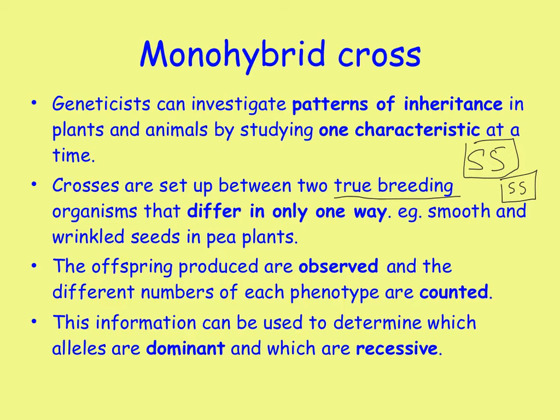The offspring that are produced as a result of crossing these are observed, and the different numbers of each phenotype are counted. Now, what I mean by crossing them, or a cross, is when fertilisation is taking place. So you've either got some sort of form of sexual reproduction taking place between plants or between animals. And then the offspring are looked at, and the phenotype is counted, and that information can be used to work out whether an allele is dominant or whether it's recessive.